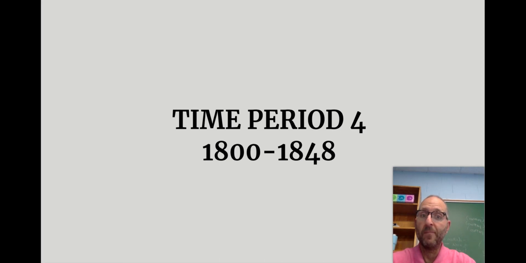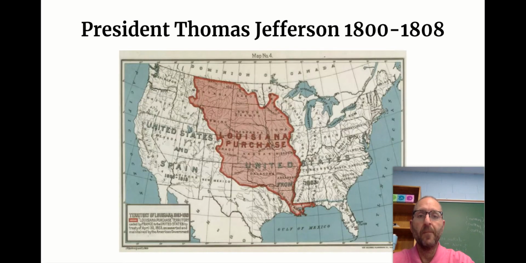I'm here for our very brief overview from 1800 to 1848 for the APUS history exam. Always reminding you that we will be going into tremendous depth as the year goes on. So let us begin. Time period 4 begins with the election of Thomas Jefferson in 1800.